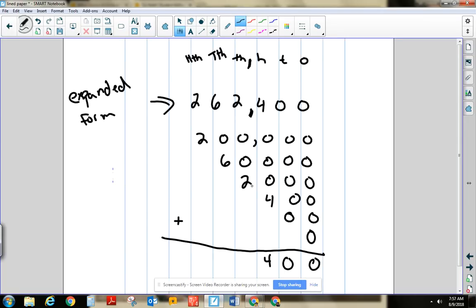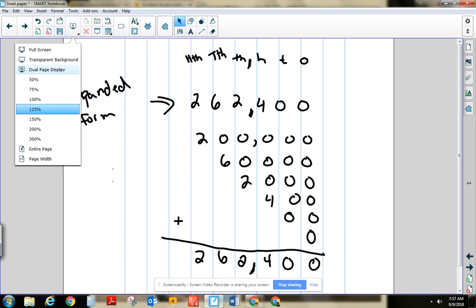4, 2, 6, 2. We go back 1, 2, 3, put the comma in, and we see that, yep, it's the same number. Now, lots of times you will see this stay in expanded form written out like this.